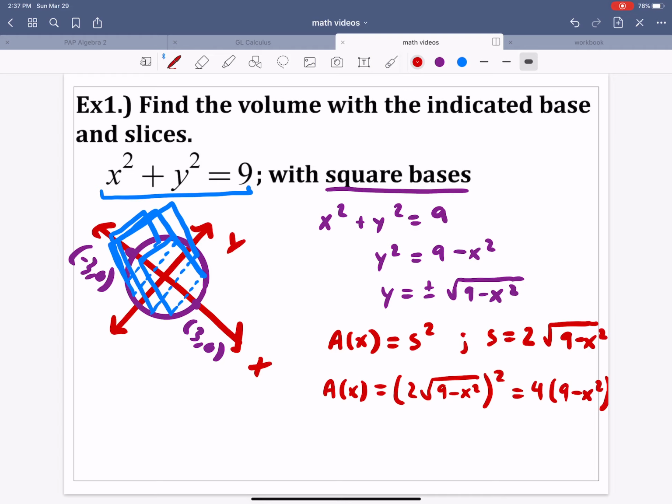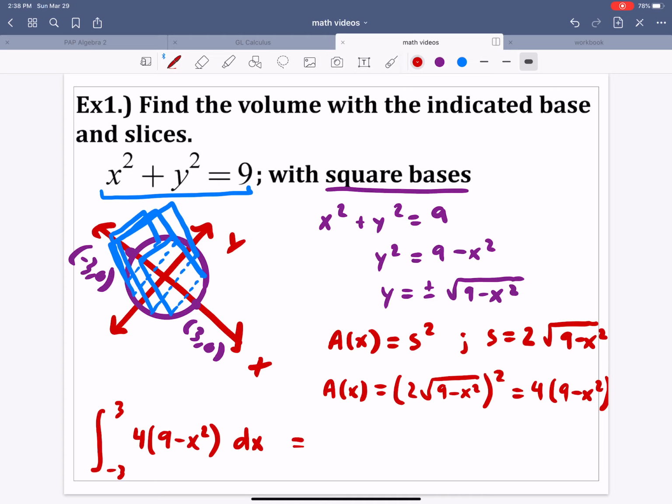So now I can build my integral. So I'm going to integrate this from, okay, left bound. Left bound is -3. Right bound is +3, from -3 to +3, because that circle has a radius of 3 in each direction. And then I'm going to take my area formula, 4 times 9 minus x squared, and I'm going to integrate that with respect to x.